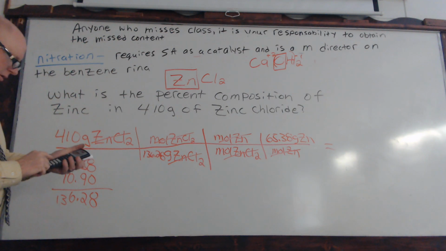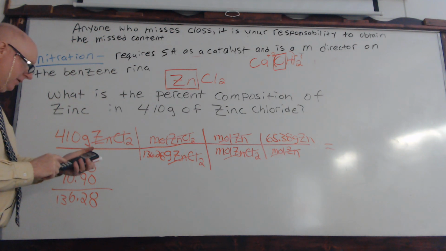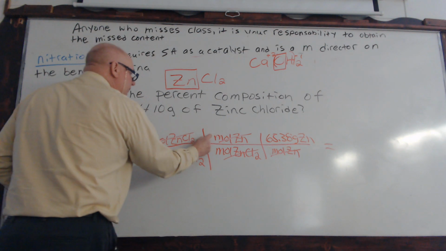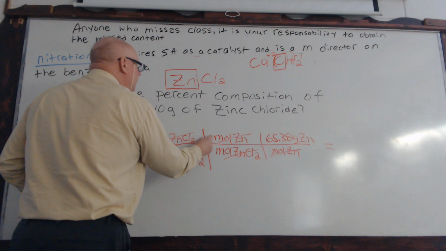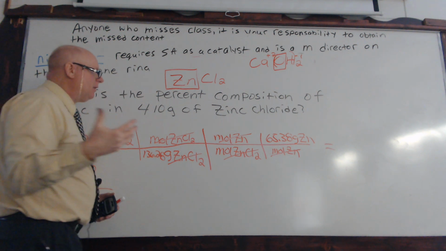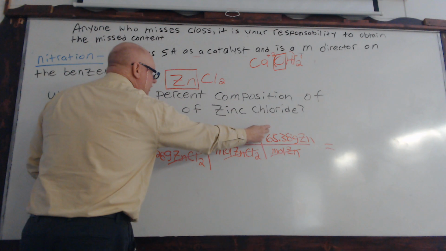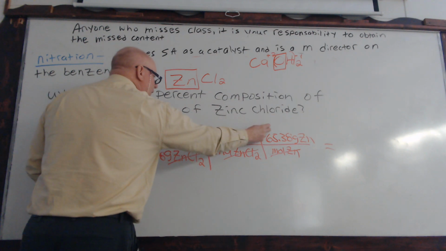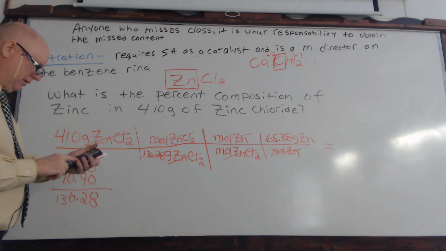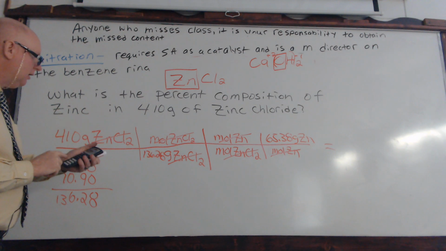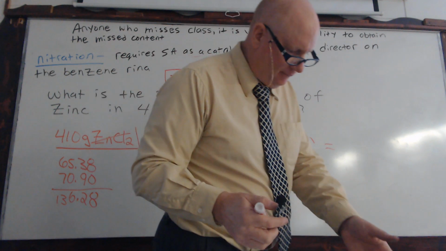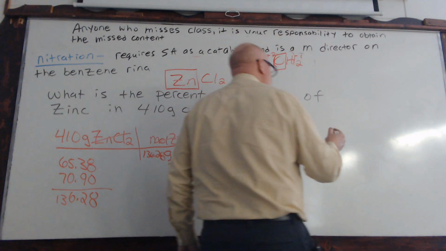So 410 times 65.38. And then notice we didn't put a number here because there is only one. Every other problem that we've done, we've had to add a little subscript. Like if it was 2, well then we'd have 35.45, then we'd have a little 2 there. Okay, so 410 times that, then divide that by 136.28. That gives you 196.70.